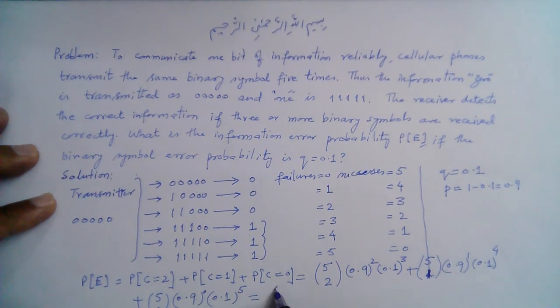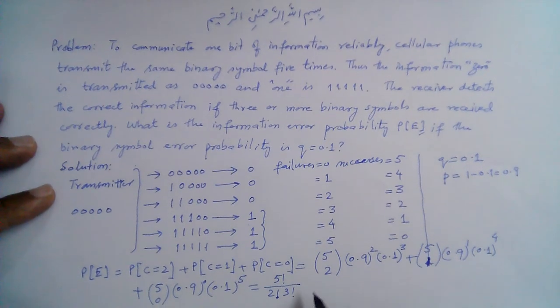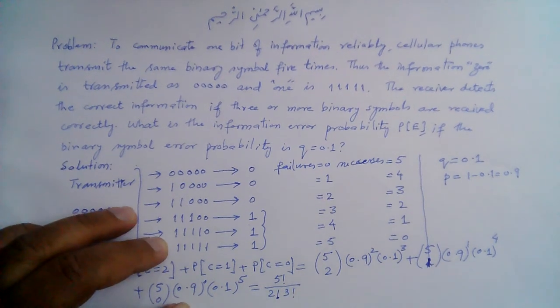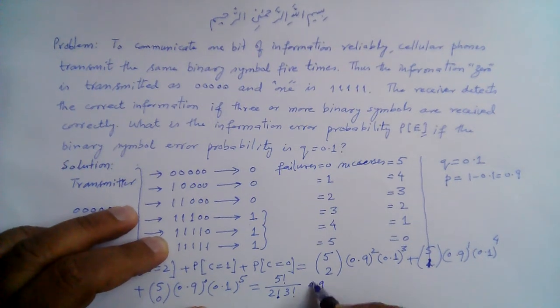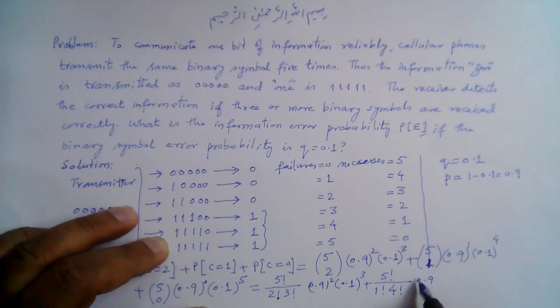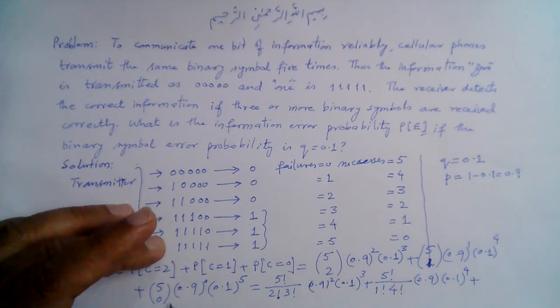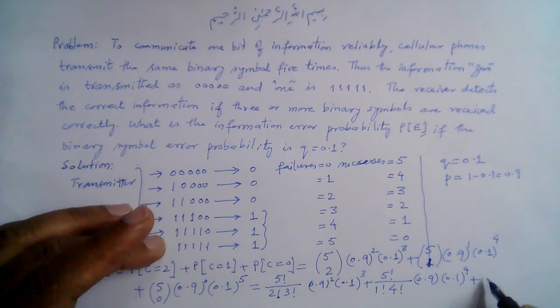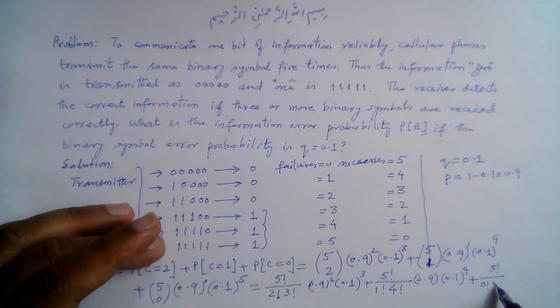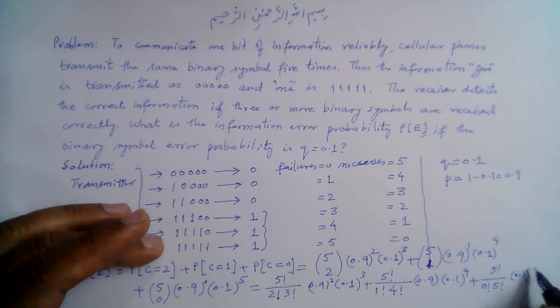So this is 5 factorial divided by 2 factorial, 3 factorial, and 0.9 squared multiplied by 0.1 squared, 1 cube, plus 5 factorial divided by 1 factorial and 5 minus 1, 4 factorial, 0.9 raised to the power 1 and 0.1 raised to the power 4, and plus we have 5 choose 0, this is 1 basically, but let's write it down, 5 factorial, 0 factorial, 5 minus 0 factorial, 5 factorial, 0.9 raised to the power 0 is 1, and we are left with 0.1 raised to the power 5.